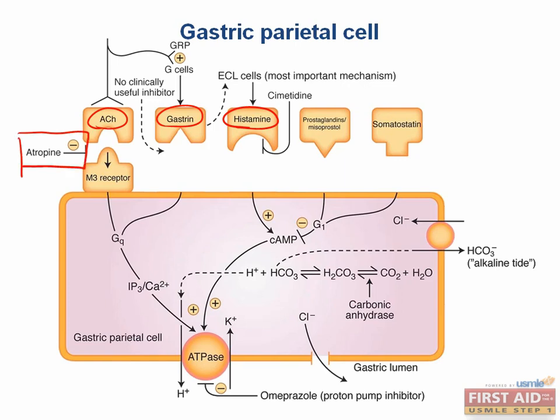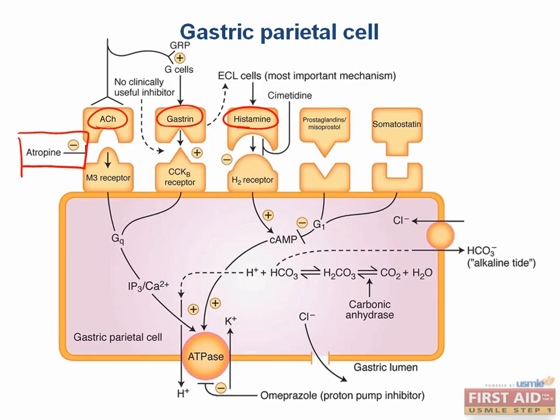Atropine can block the effects of acetylcholine, but not gastrin. What does this mean? Well, it means that gastrin can still directly stimulate the CCKB receptor and indirectly stimulate release of histamine to act on H2 receptors. We also mentioned that histamine is more important than gastrin, so the histamine antagonists are quite useful drugs. Cimetidine is one useful example. We'll talk more about histamine antagonists during the pharmacology portion of the lecture.